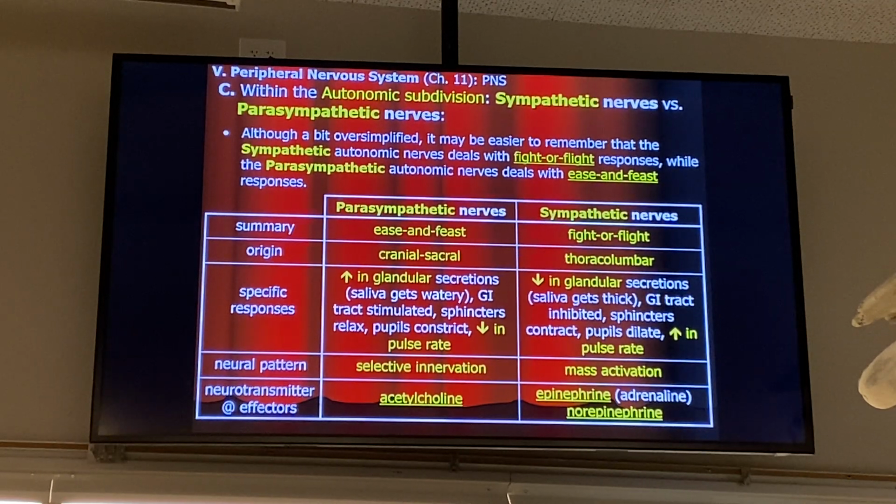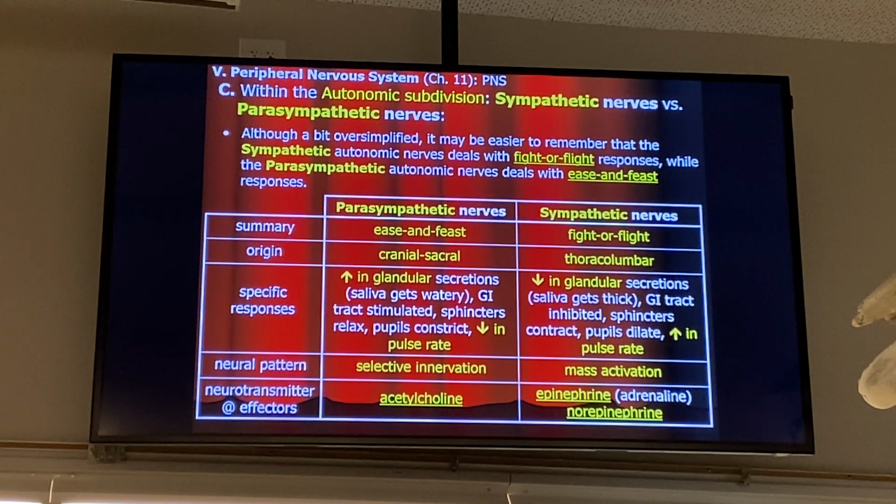And you can see here, what I drew on the whiteboard has to be sympathetic, because it's coming out in the middle, thoracic and lumbar. Parasympathetic is top and bottom: 4 pairs of cranial nerves, 3 sets of sacral nerves. You know where your sacrum is? You're sitting on it. So it's either top and bottom or in the middle. Everybody got it?